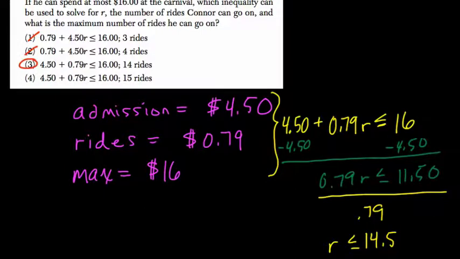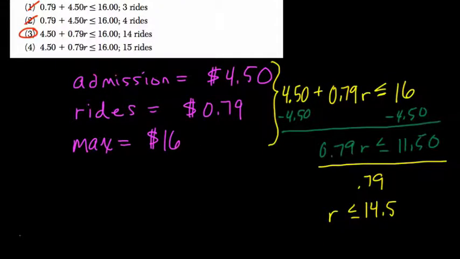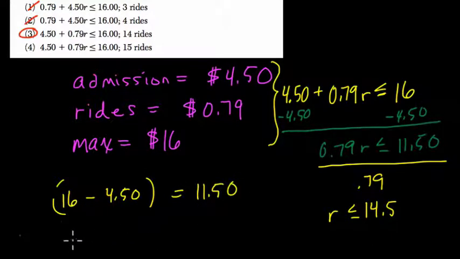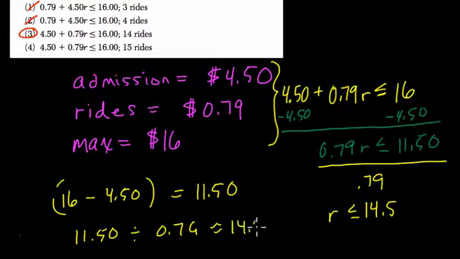If this isn't working for you, another way of solving this problem is to just break it down as you would. You might not set up an equation, and this is really the same thing as an equation, just written in a different way. You would say, okay, we have $16, and it costs $4.50 to get into the carnival. So that means I have $11.50 left over. Then I would take $11.50, the total amount of money I have left, and divide it by the cost of a ride. And that would get me about 14.5.